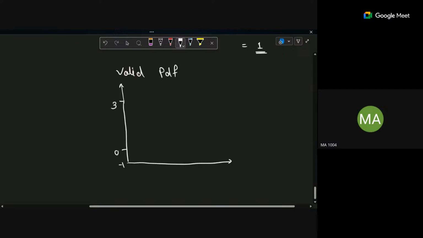Done? How is it looking? 1 by 3 will be somewhere here. Let's say 1 by 3 here. For this particular 1 by 3 only.